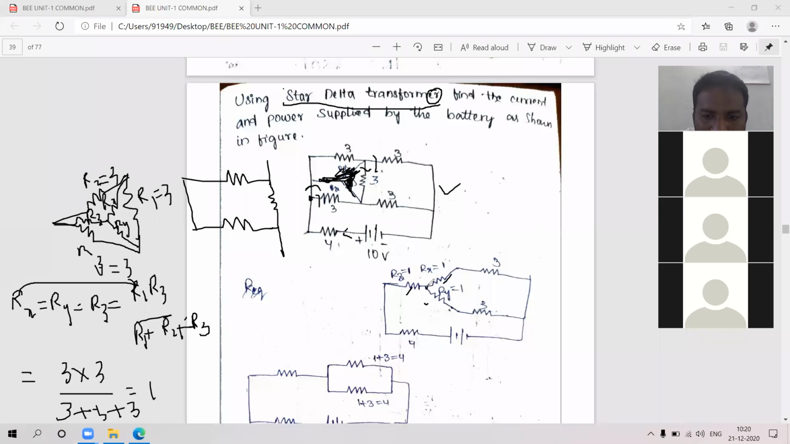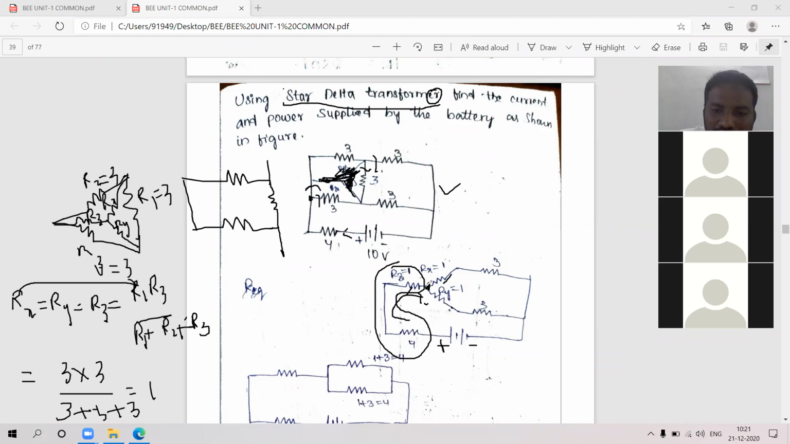Up to this node, this will be the highest potential, and this is the lowest potential. From here to here, how is the current? Only a single path. The 4 and 1 are in series. How are they connected? Series. So I can make them into one resistor.